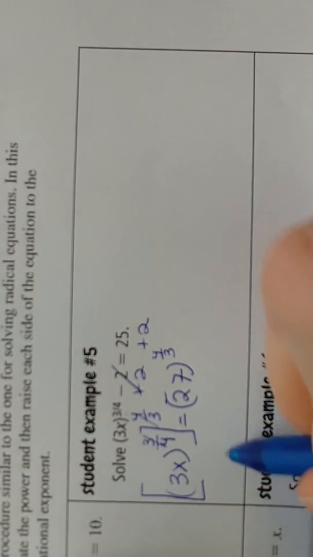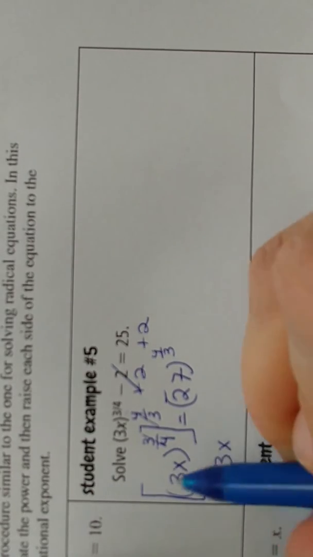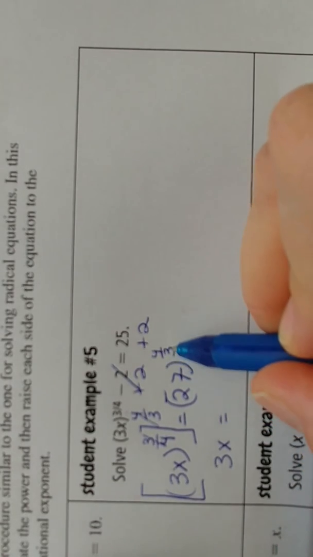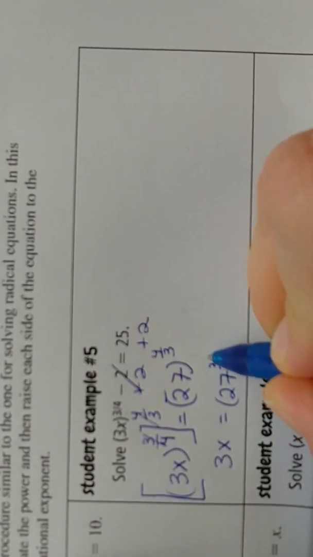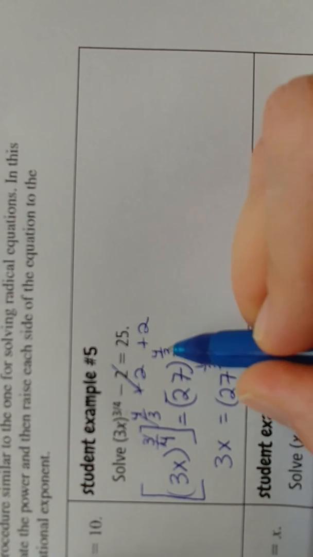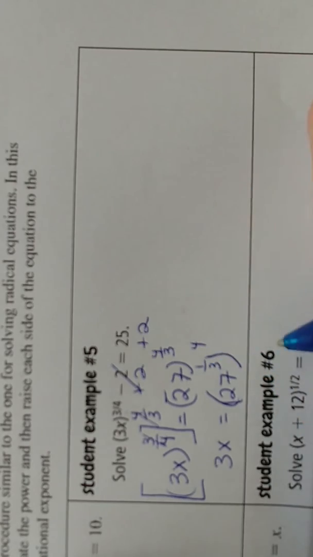So here we get 3x. And here we get the cube root of 27 to the fourth power. Sometimes it helps to write it like this: the cube root of 27 raised to the fourth power.